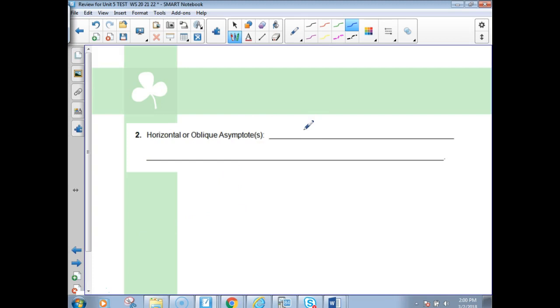Number 2, horizontal or oblique asymptotes. You don't have oblique, I think I took that off anyway, right? Horizontal asymptotes, you compare the degree of the numerator to the denominator. That's important. That's how you start off. Compare the degree of p of x and q of x.